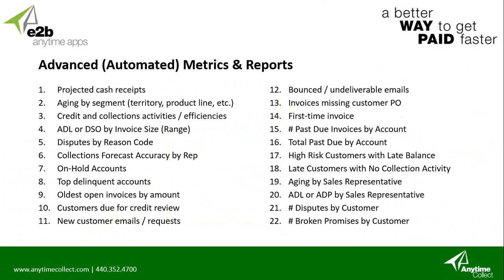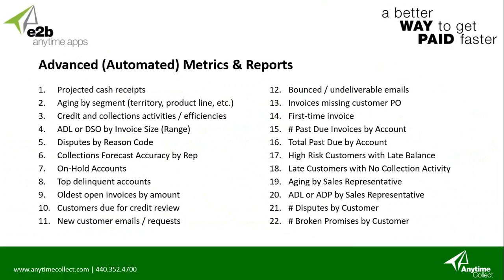Disputes by reason code, collection forecast accuracy by credit rep, accounts on hold, top delinquent accounts, oldest open invoices by amount, customers due for a credit review, new customer emails and requests. These, again, are all metrics and reports we should or could be looking at. Bounced and undeliverable emails. That's a pretty key one, right? We need to be able to communicate effectively with our customers. And if somebody has left, and they're my only contact, that's a pretty big problem.